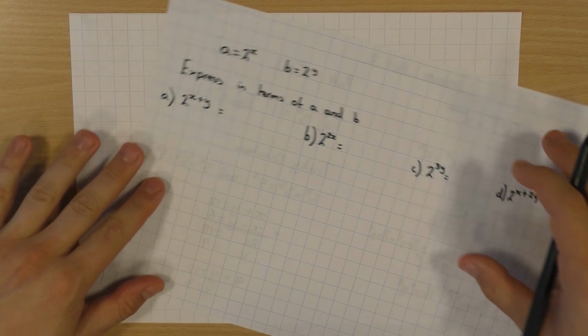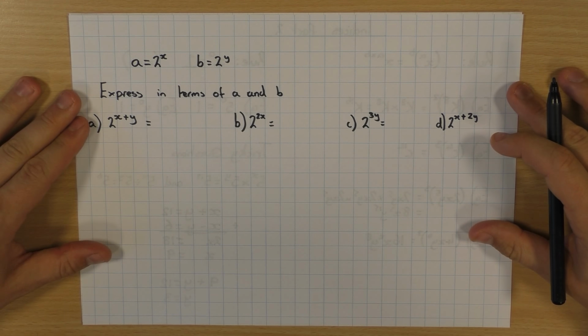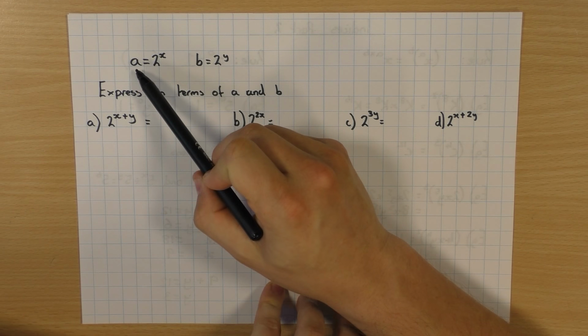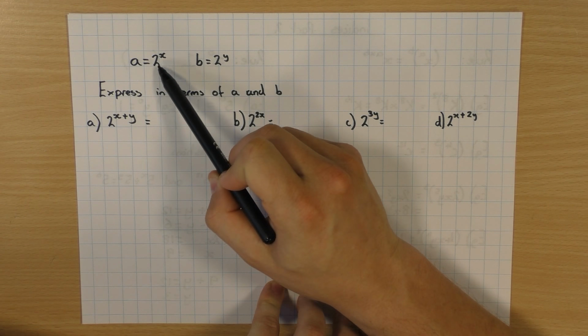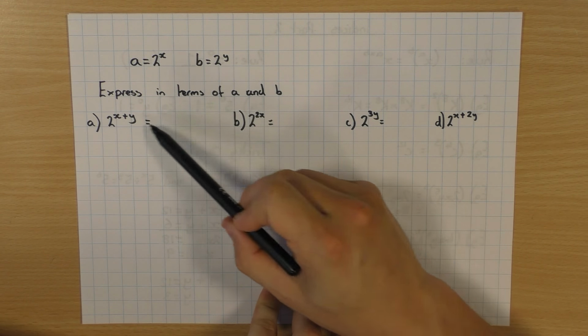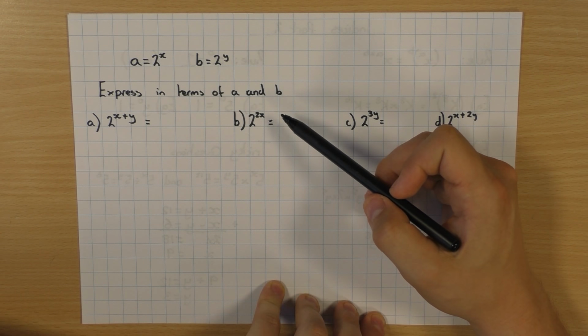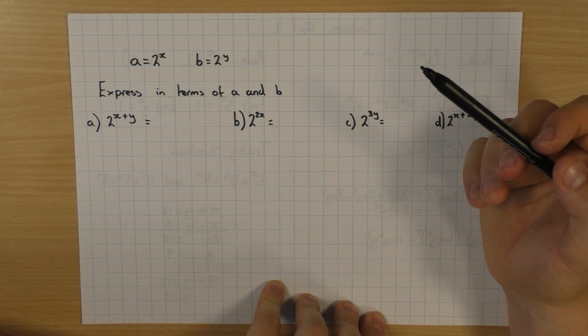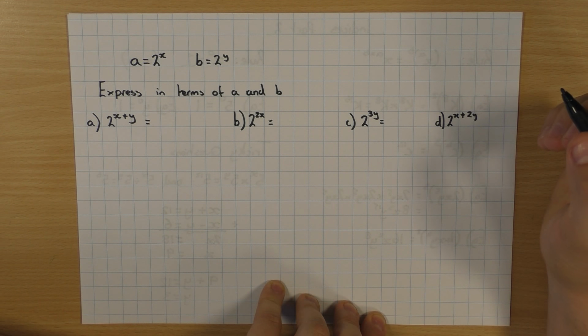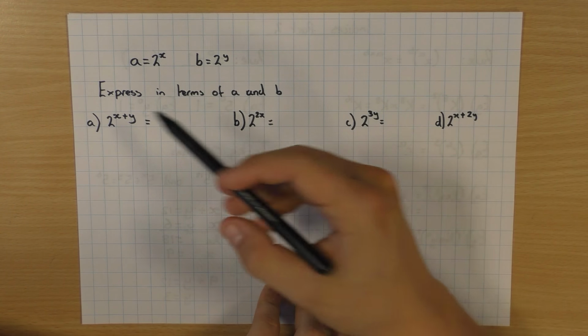Again, some tricky questions that you could be asked is something like this, where we're told in the question that a equals 2 to the power of x and b equals 2 to the power of y, and we've got to express these in terms of a and b. So this is very, very tricky, and initially people look at this and go, oh, I can't do it. Back yourself, guys. Remember the rules. Take it step by step, see what we can do.